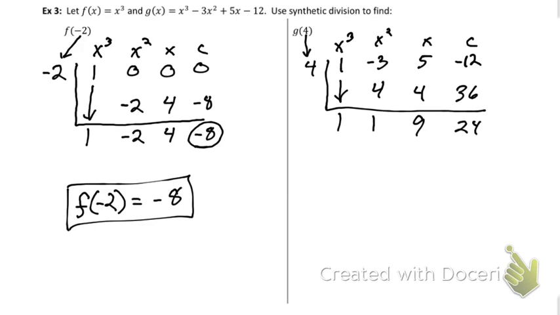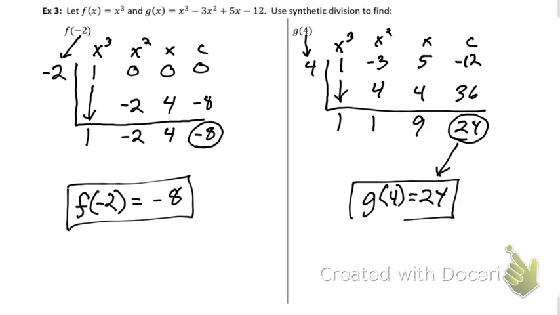It doesn't ask for my remainder or quotient. All it asks is for the answer. So our answer is going to be g of 4 equals 24.